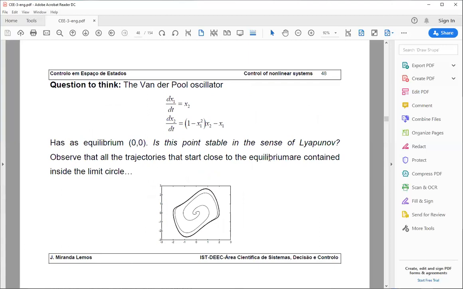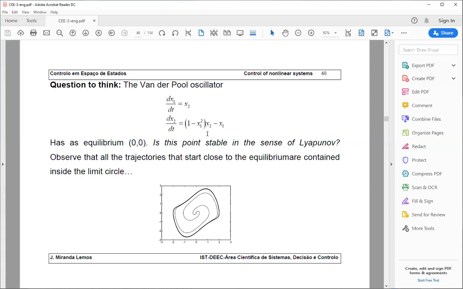So let's think about this question to understand this definition a little bit better. The van der Pol oscillation is given by these two equations. And from one side, it's very easy to see that the origin, x1 equal to 0 and x2 equal to 0, is an equilibrium point. If you make x1 equal to 0 and x2 equal to 0, both derivatives vanish. So (0, 0) is an equilibrium point.